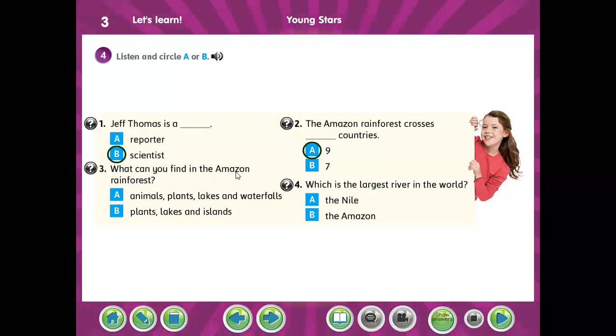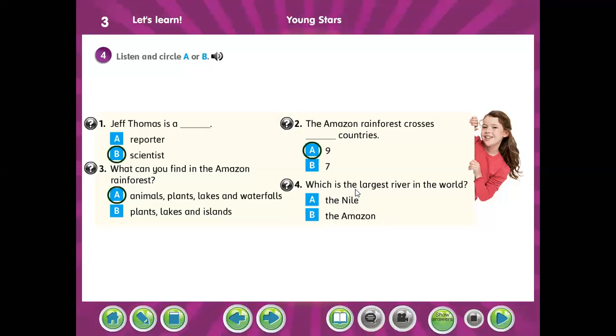What can you find in the Amazon rainforest? Plants, like an island? Islands. Sorry, Casimiro, it's the other option. Animals, in the Amazon, animals, plants, lakes, and waterfalls. No islands. In the Amazon, no islands, okay? Waterfalls. And to finish, Hermione, please, can you read number 4?